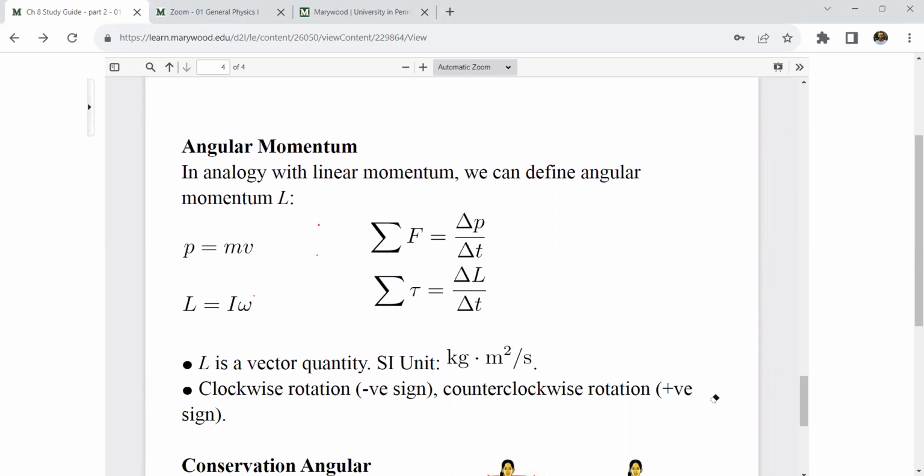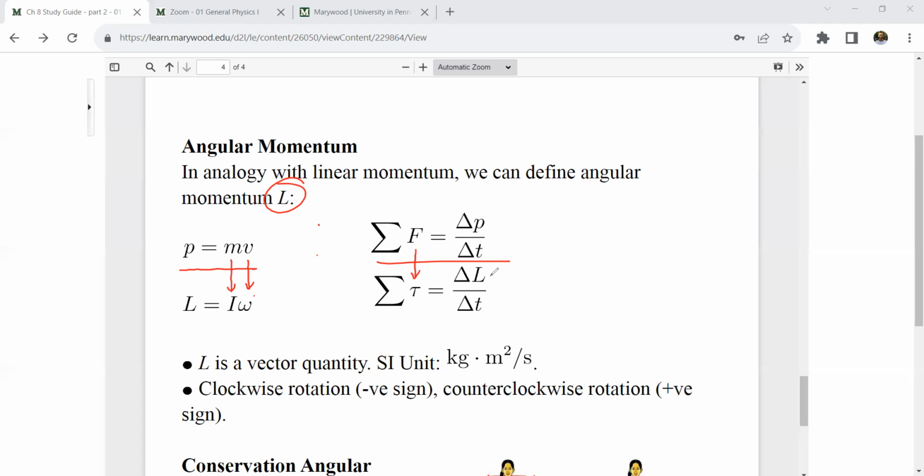We use the symbol L for angular momentum. If you remember, the linear momentum was P equal to m times v, and the relationship between the force and momentum was F equal to delta P over delta t. So in analogy with these two equations, you can write the angular momentum as L equal to I omega. Here m is replaced by I and v is replaced by omega. And the same thing, F is replaced by tau and P is replaced by angular momentum.